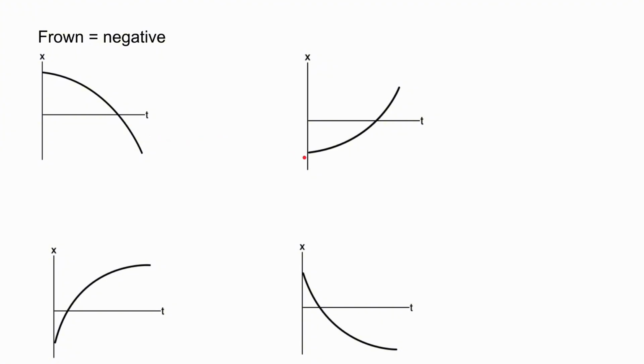Let's look at this one here. Again, I start off with a slope that's pretty close to 0, but over time it becomes increasingly positive. Even though I'm starting off in a negative positional range, it's still curving upwards. It looks like a smile, so that tells me that what I've got here is a positive acceleration.